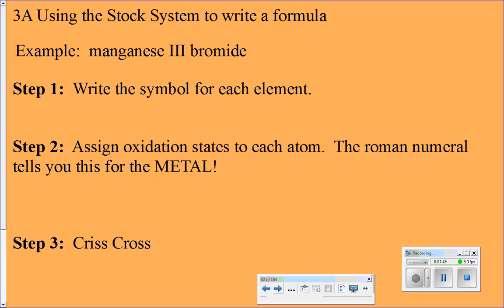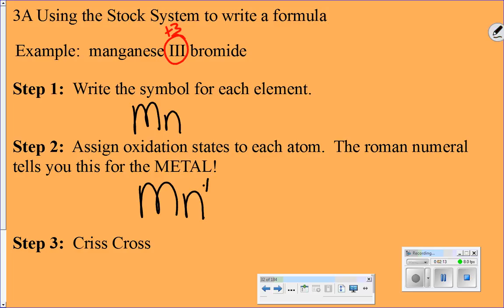So if we see a stock system name, we see this Roman numeral there, and what that actually tells us is what the metal's charge is. So manganese is Mn. Typically at this point you would want to look up its oxidation state in the periodic table. For manganese, we're actually not going to do that this time. We're just going to say Mn, and because this is a Roman numeral 3, that actually means manganese has a +3 charge. And this is with bromide, or bromine, if you will. So this is going to be Br, -1.